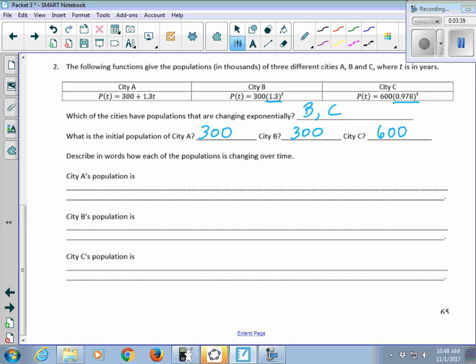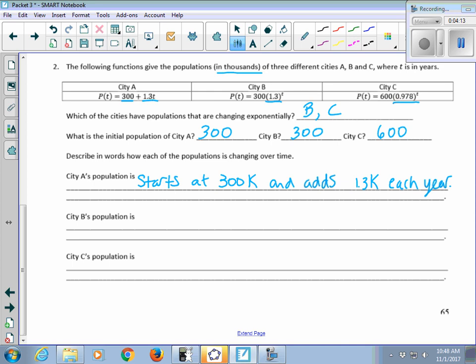And let's describe in words how each of these populations is changing over time. So for city A, our initial population is 300, and then we're adding 1.3 thousand people every year. So city A's population starts at 300,000 and adds 1.3 thousand each year.